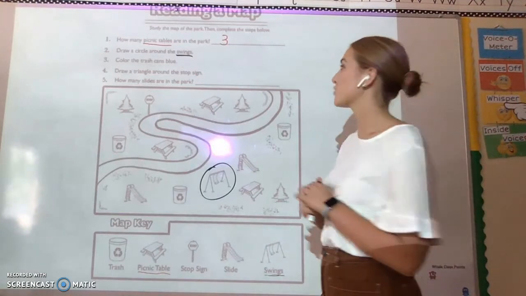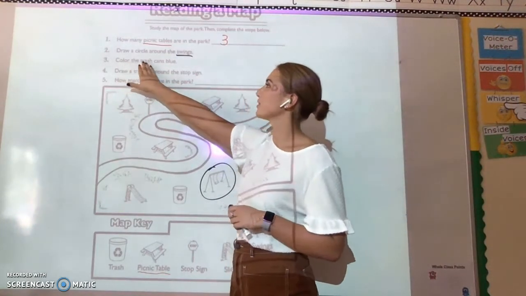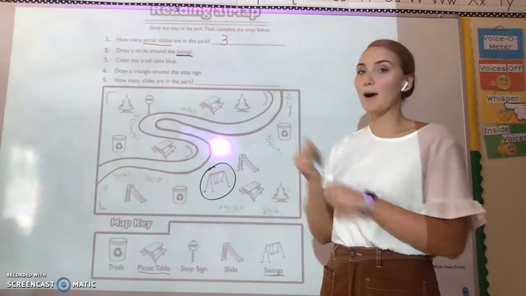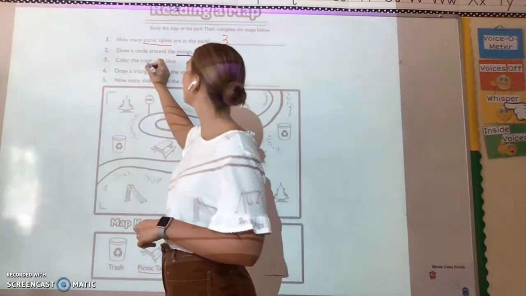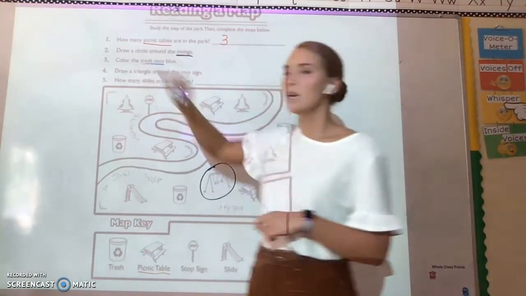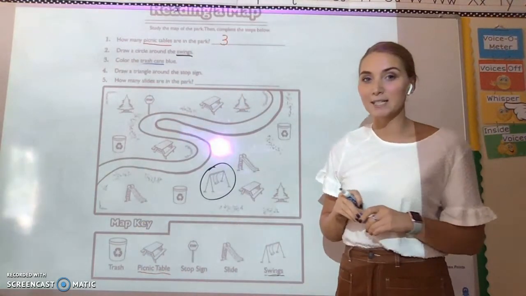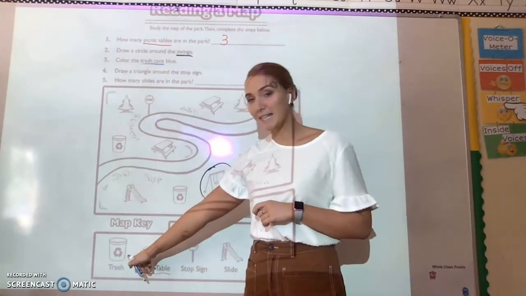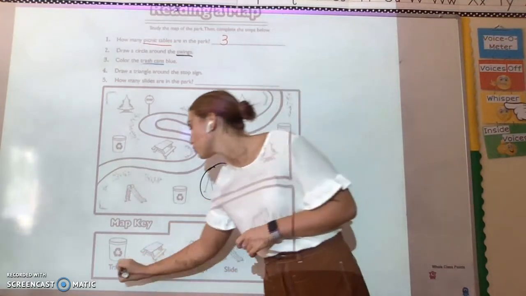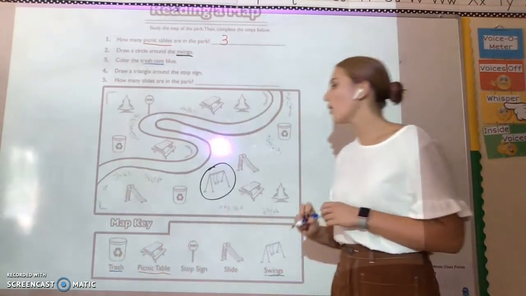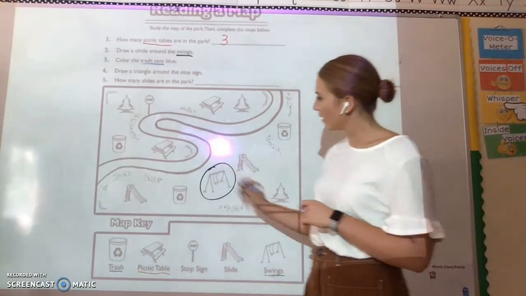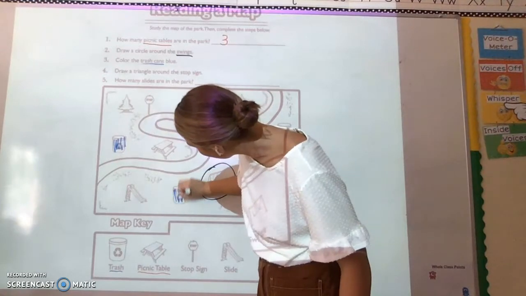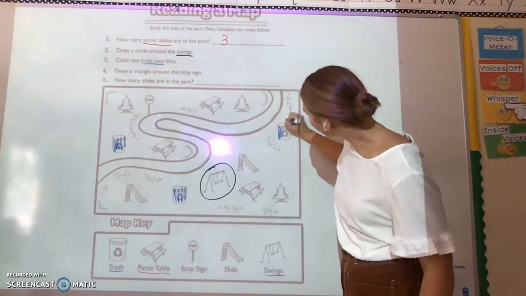Our next instruction tells us, color the trash cans blue. So I'm going to get out my blue crayon or my blue marker, and it tells me to color the trash cans blue. So now I'm going to go and look. Ooh, I see that this picture means trash. So I'm going to color all of the trash cans that I see blue.